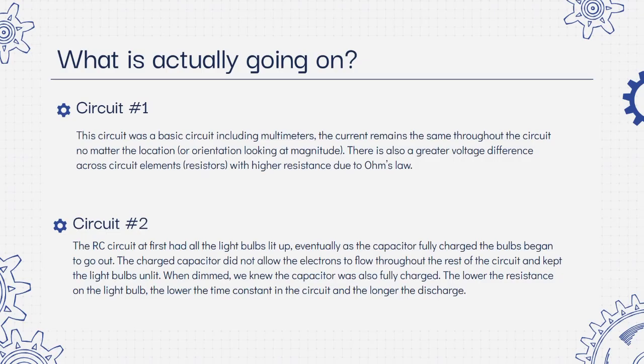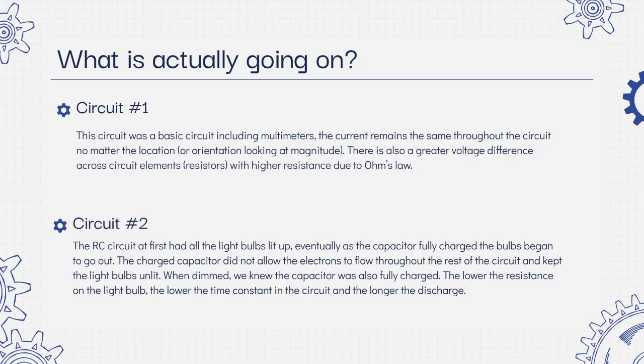All right, so for our second circuit, our RC circuit, at first all the light bulbs were lit up because the current was freely flowing throughout the circuit. And eventually, as our capacitor began to fully charge, the bulbs began to go out. The charged capacitor doesn't allow electrons to flow through, so it keeps these light bulbs unlit because no current can flow through, as electrons aren't allowed to go past it. When the bulbs dimmed, this is how we knew the capacitor was fully charged, and that's when we stopped our timer.